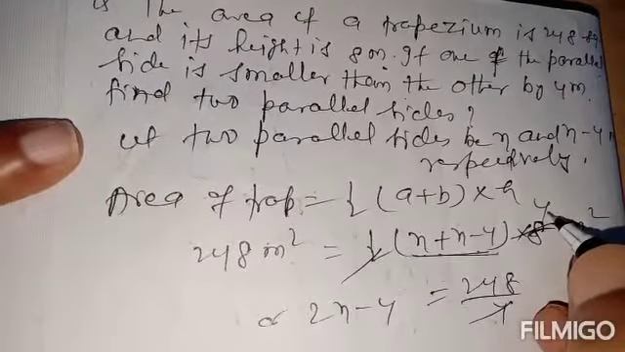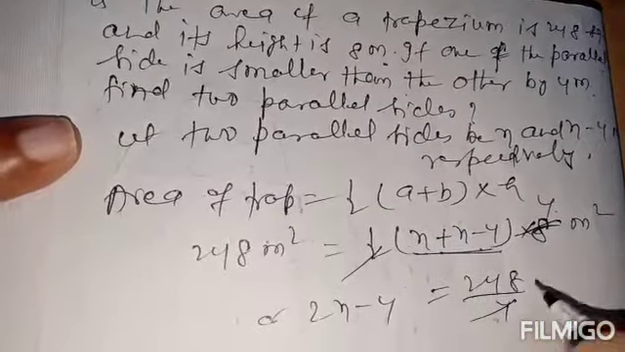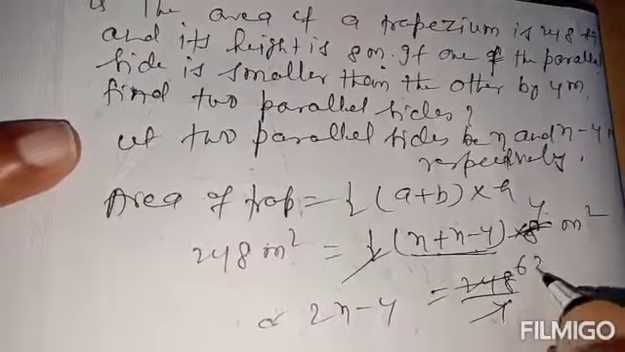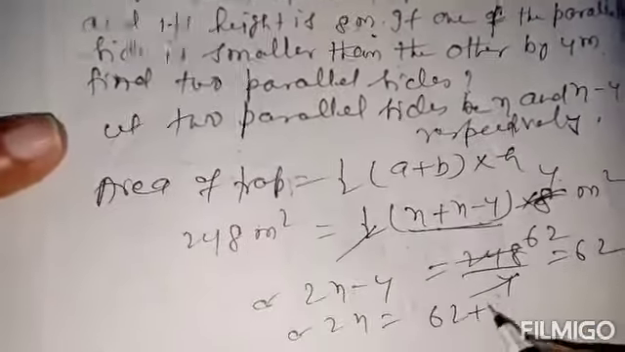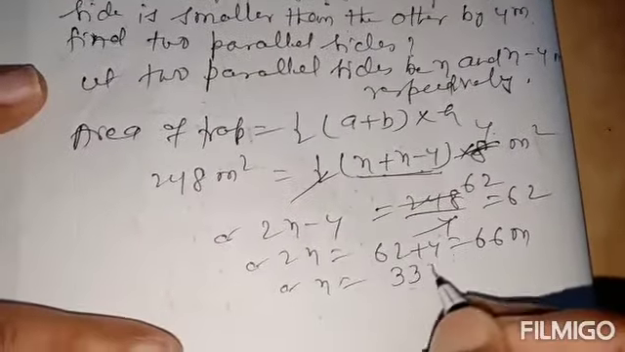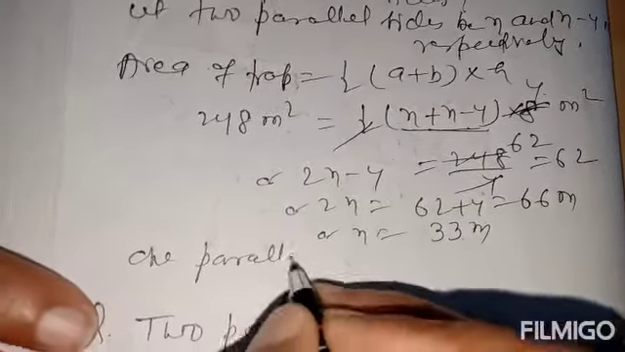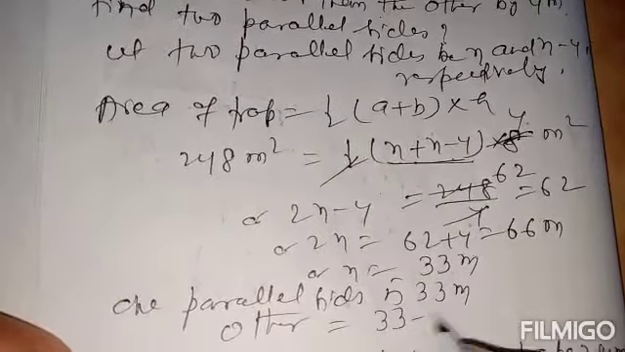Because when we transpose 4 from RHS to LHS, it is divided, so 248 by 4 is 62. So 2x is equal to 62 plus 4, which is 66 meter, or x is equal to 33 meter. So one parallel side is 33 meter, and the other is equal to 33 minus 4.